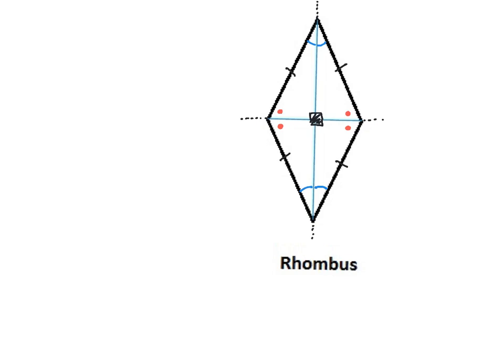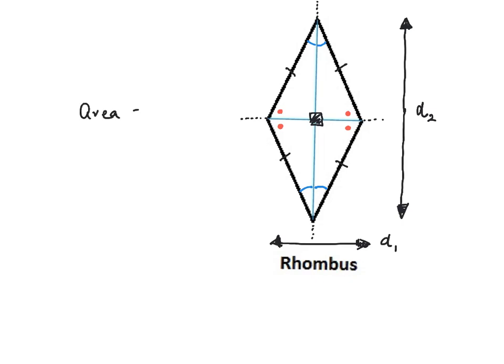Now, we talked about the different diagonals. So here is the shorter diagonal, we call that D1. And here is the longer diagonal, and we call that D2. And the formula for a rhombus is exactly the same. So the formula for the area of a rhombus is exactly the same as that for the area of a kite. So we multiply the 2 diagonals together, and then half the answer.